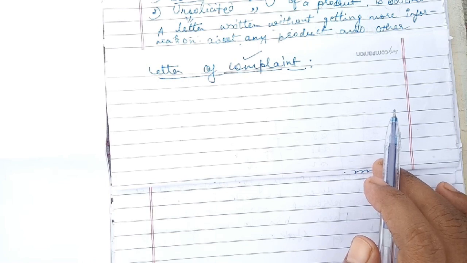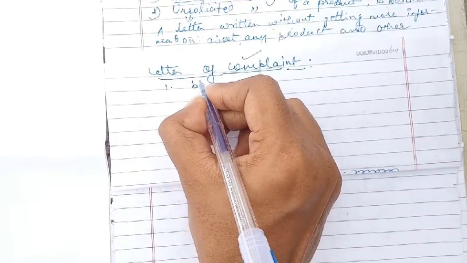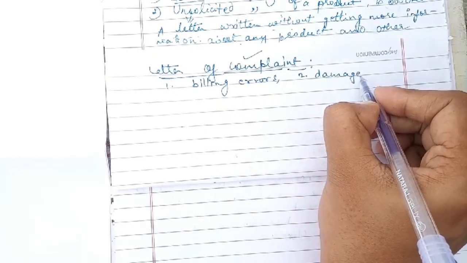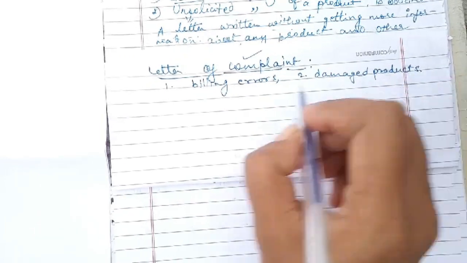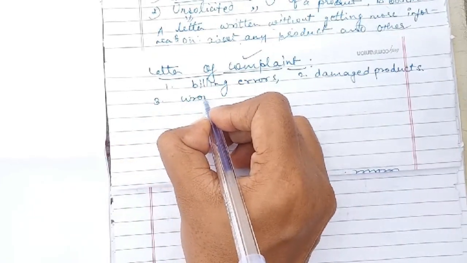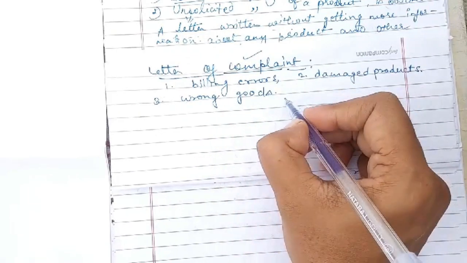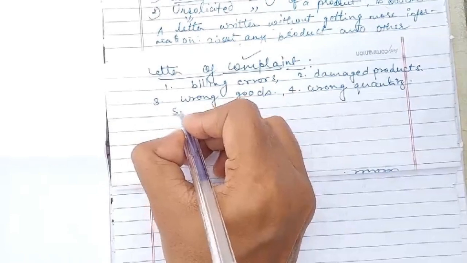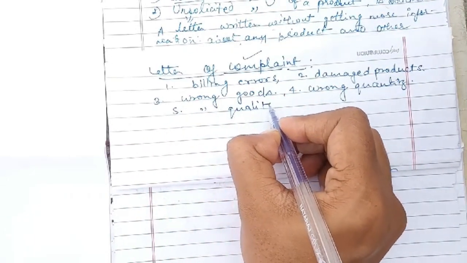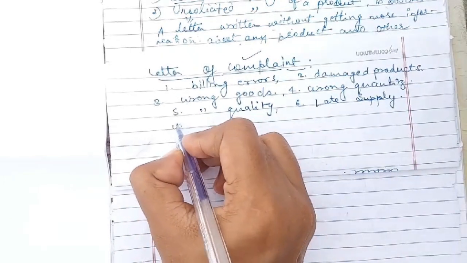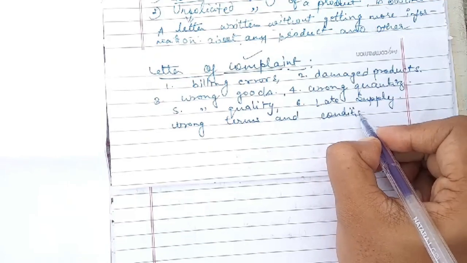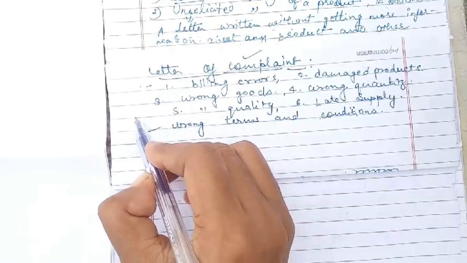It is written for any of the reasons, like billing errors, damaged products, and wrong goods, wrong quantity, wrong quality, late supply, wrong terms and conditions, yes, so any of the matter may be for complaint.